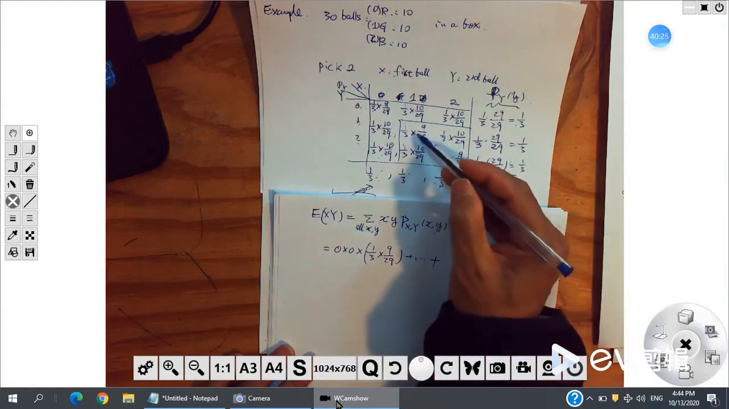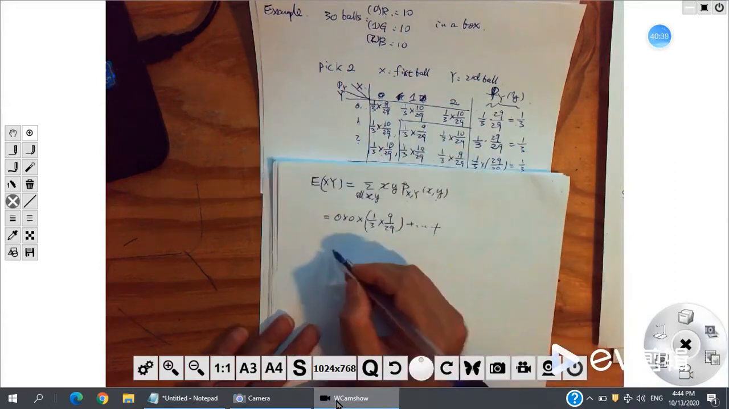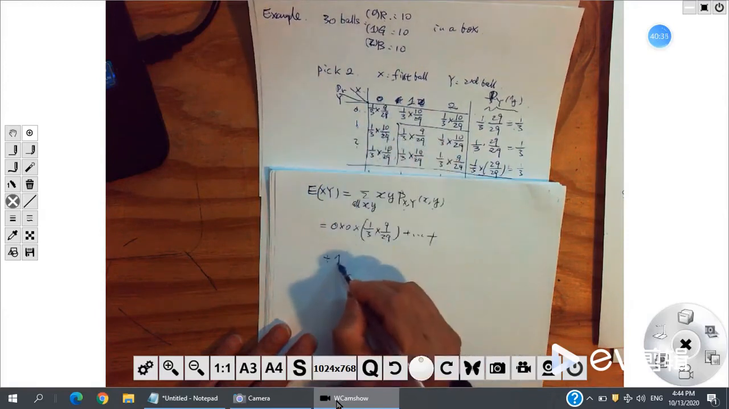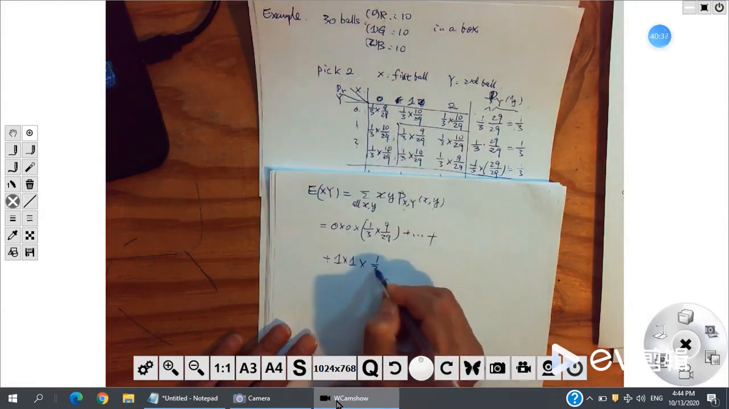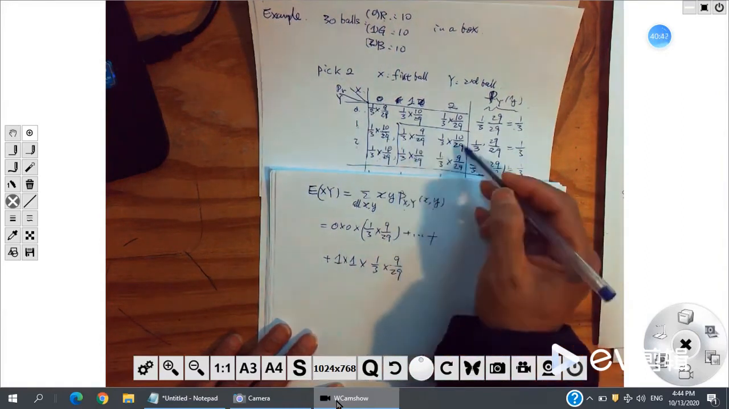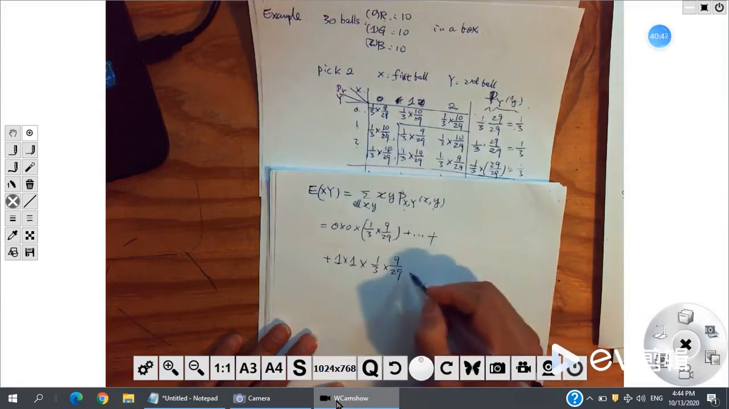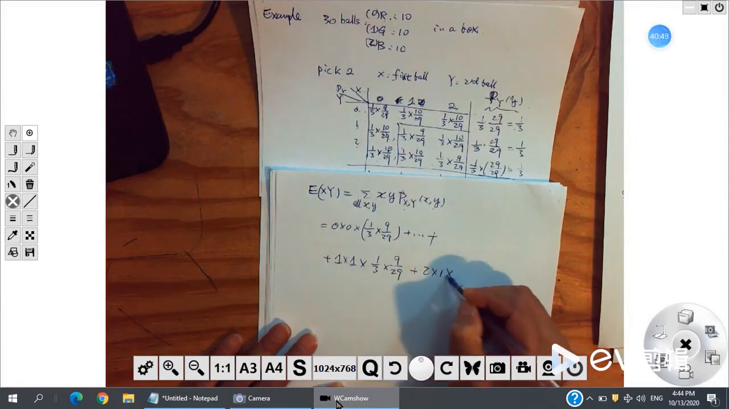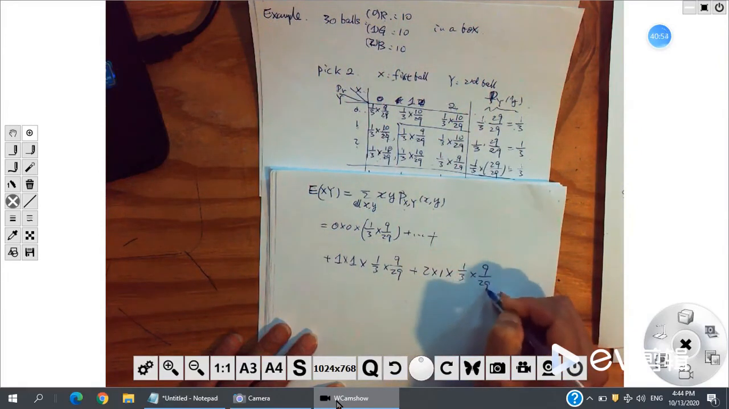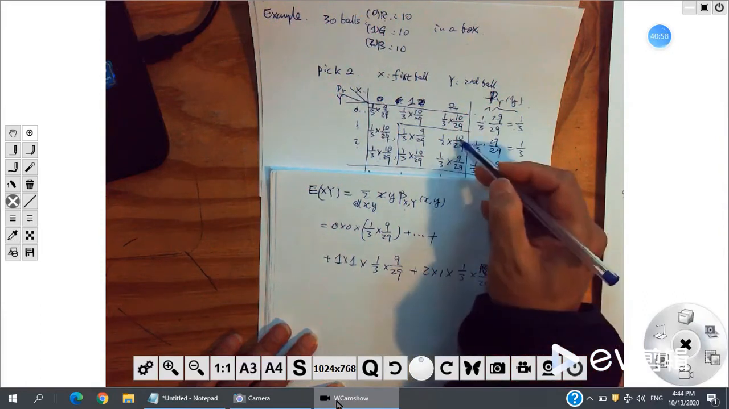And we only need these 4, they are non-zero, right? Okay, plus this one, where both x, y are 1. So 1 times 1/3 times 9/29. This is this element. And for this element, x is 2, y is 1. Times, this is also 1/3 times 10/29. Yeah, this is 10 over 29.